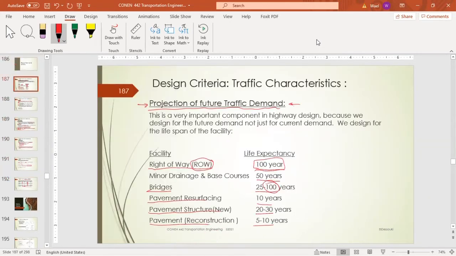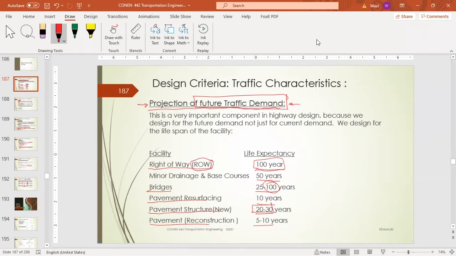We are designing for the projected future demand. If we are designing for a freeway, for example, we're designing maybe for 30 years from now or 25 years. That means the design volume you are designing for and that level of service will occur at the design year, 20 years later.